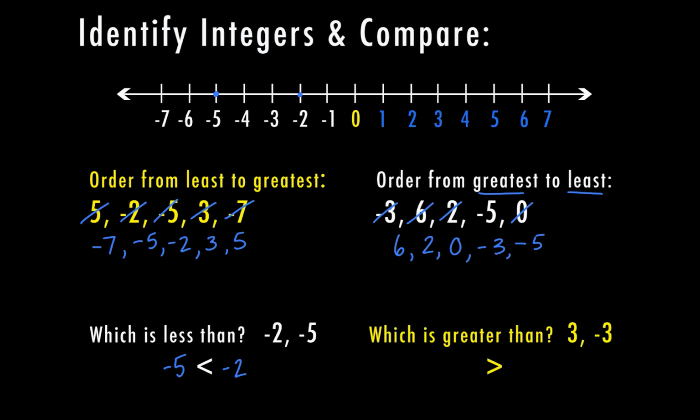And last, which one is greater, 3 or -3? Well, if I label both of these, I have -3 over here, +3 over here, so the greater number is farther to the right. So 3 is greater than -3. And anytime you're dealing with opposites, one is positive, one is negative with the same number value, the positive number is always going to be greater than the negative number.